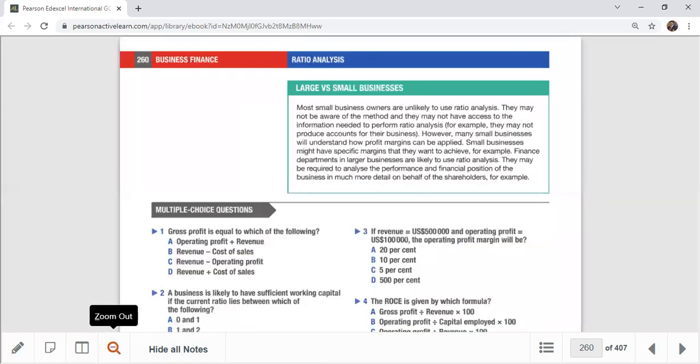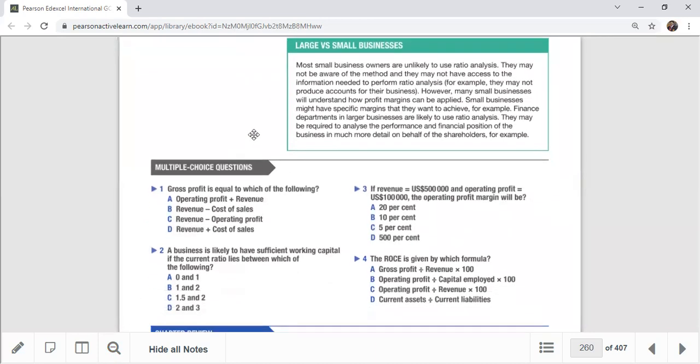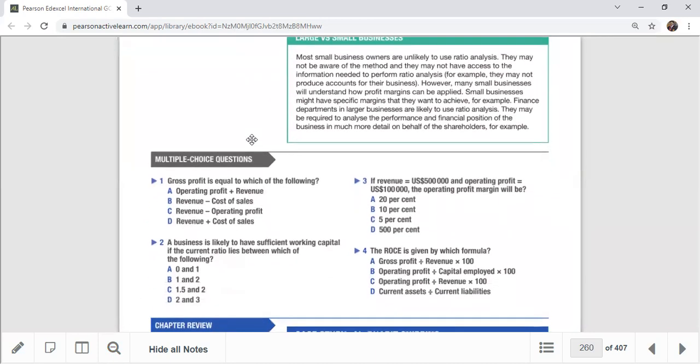Okay, so now we can see that most business owners, large and small, are unlikely to use ratio analysis, right? They may not be aware of the method, and they may not have access to the information needed to perform the ratio analysis sometimes. However, many small businesses will understand how profit margins can be applied, and small businesses might have specific margins that they want to achieve.